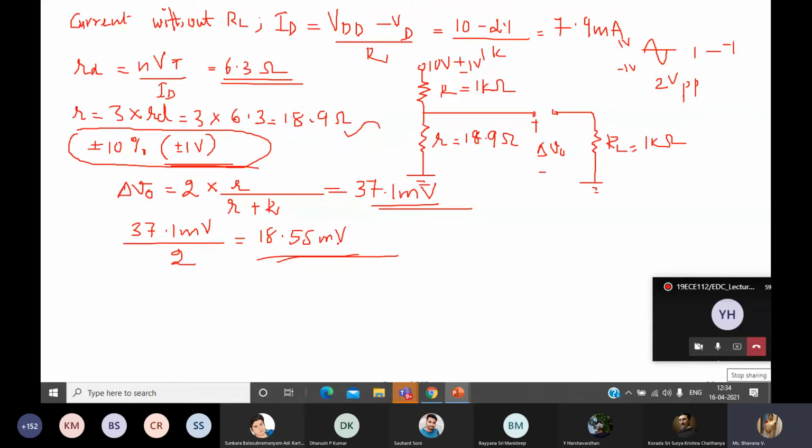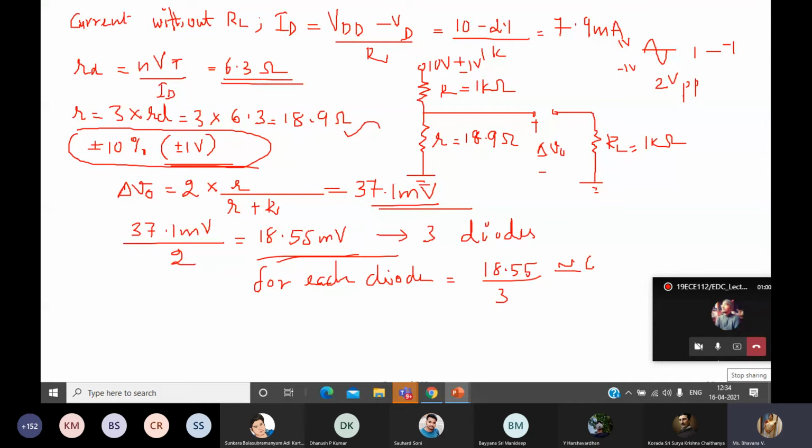So this 18.55 millivolt is for how many diodes? You have taken the total incremental resistance. So this is for 3 diodes. So for each diode, what will be the change in output voltage? 18.55 divided by 3, which is approximately equal to 6.2 millivolt.